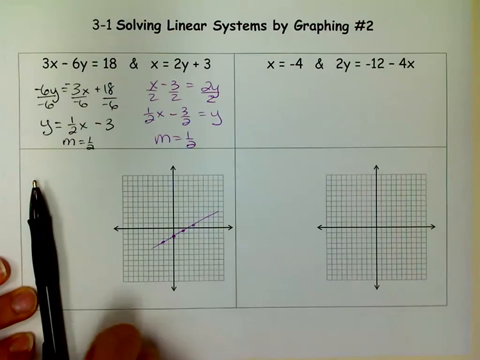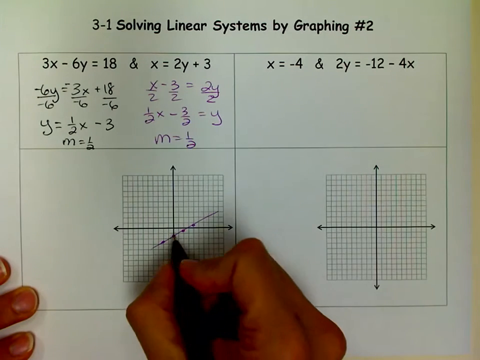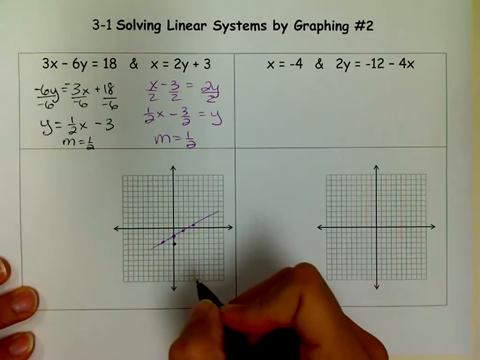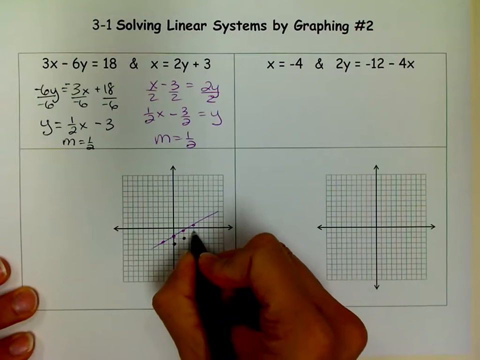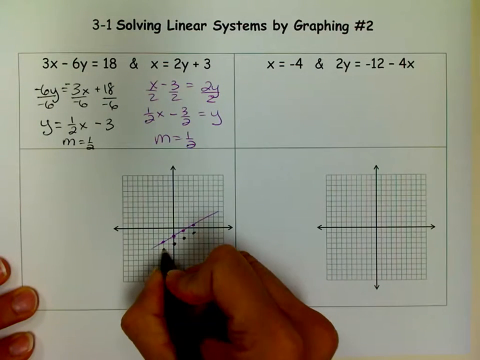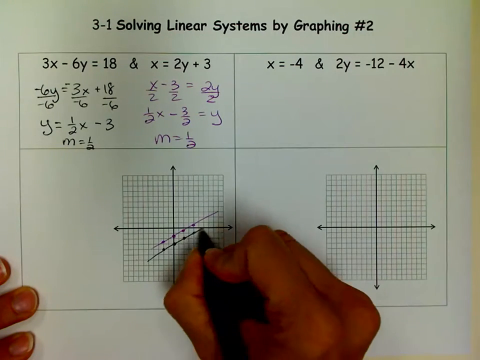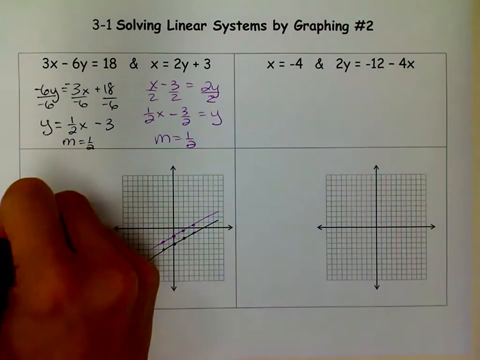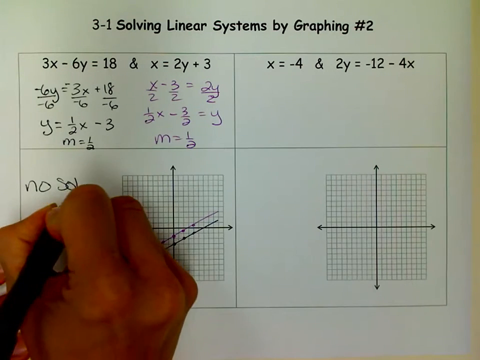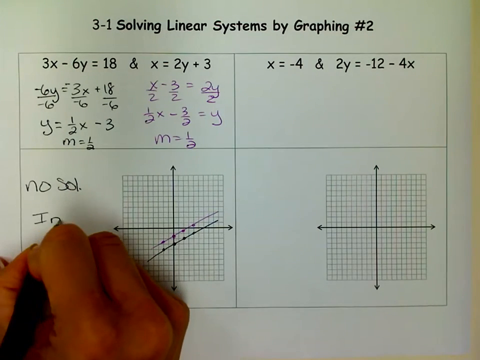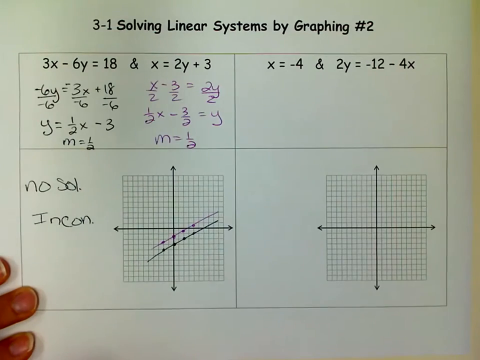So that's that line. Now to graph this one, we know our y-intercept is -3. So we go down 3, and our slope is 1/2. So we go up 1 over 2, or down 1, left 2, and when we graph that, we see that there's no solution. So you just write no solution, or you could write inconsistent if they're asking you about that.